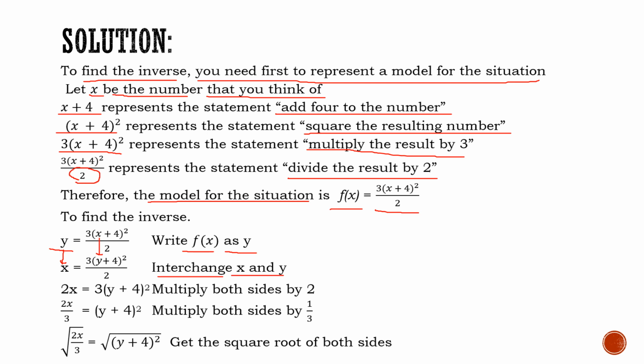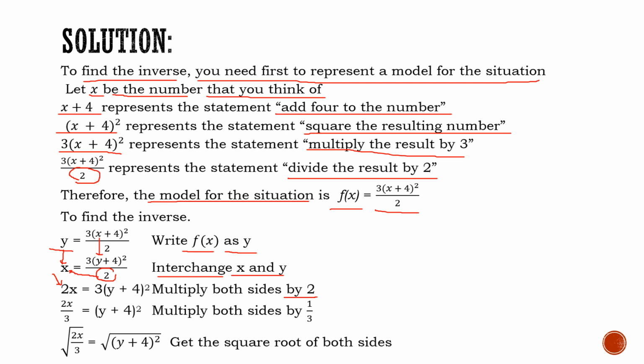Now, after the interchange between the x and y variables, we need to multiply both sides of the equation by 2. Why? Because we need to cancel the denominator on the right side of the equation. So we simply cross multiply, and it becomes 2x equal to 3 multiplied by y plus 4 squared.